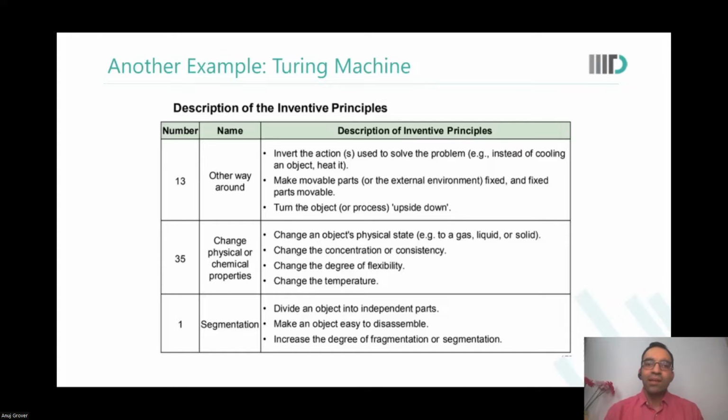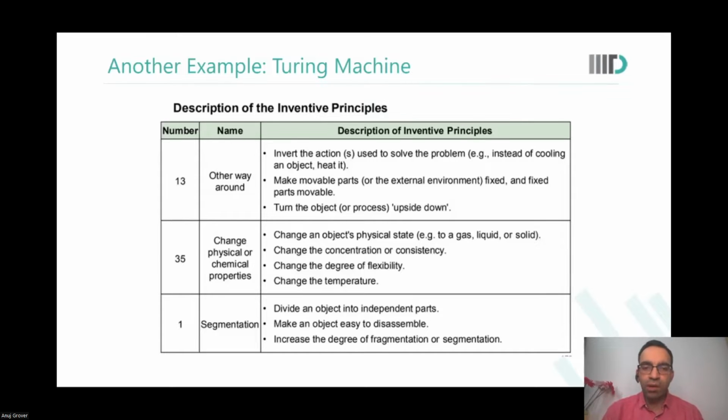What does it say? It says invert the action. Invert the action, make movable parts fixed, fixed parts movable, turn the object upside down. The second one is change physical or chemical properties. Change the object's physical state, move it from solid to a liquid or to a gas. Change the concentration or consistency, change the degree of flexibility, change the temperature. That is 35. Principle 1 is segmentation.